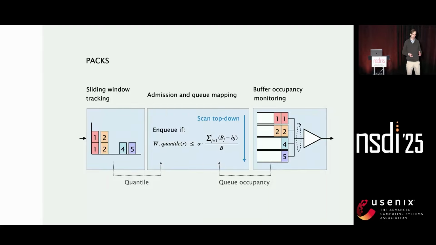For the admission and queue mapping process, it's very easy. We just scan queues top-down from the highest priority to the lowest priority, and we check for each of the queues whether the admission condition is satisfied.